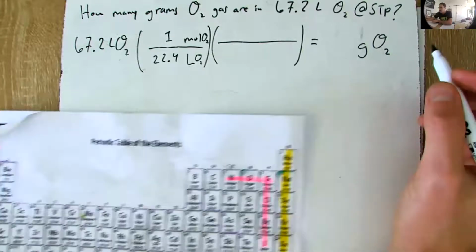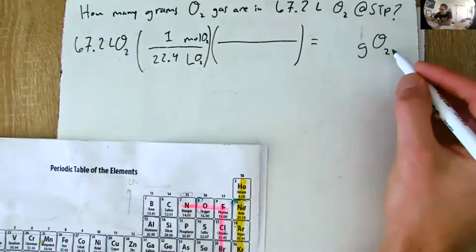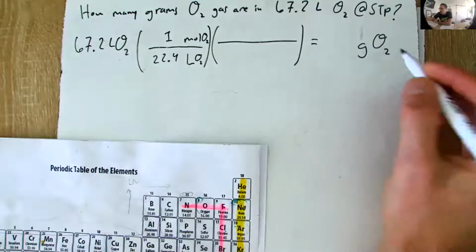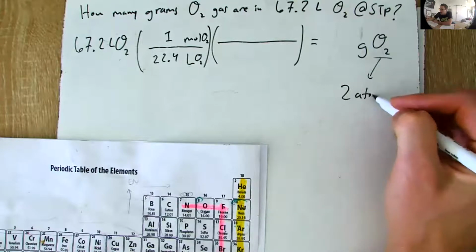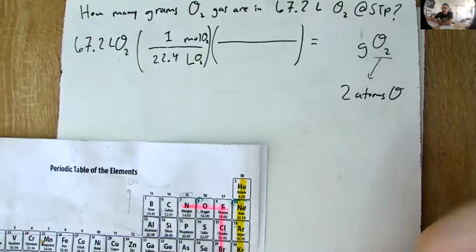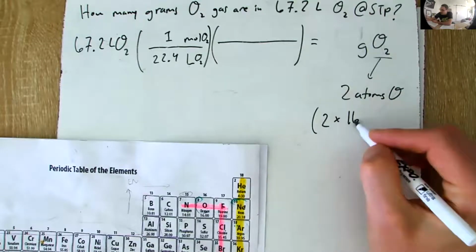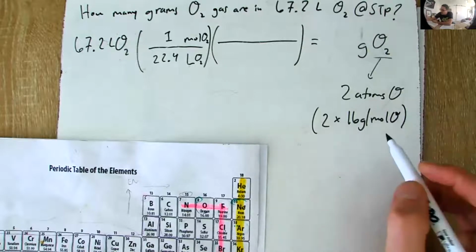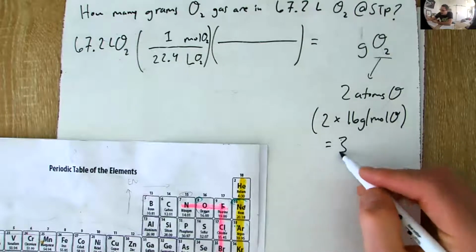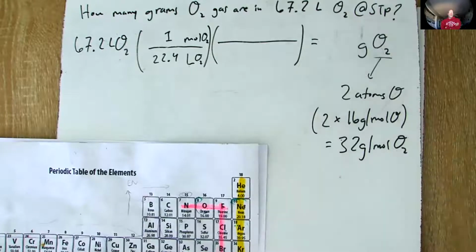So how do we find the molar mass, people? Here's a really quick review. We want to know how many atoms of each element there are in the molecule. In this molecule, there are 2 atoms of oxygen. Since there are 2 atoms of oxygen, we need to take 2 times the molar mass of 1 oxygen. That equals approximately 32 grams per mole of O2, or 32.00 grams per mole as well.